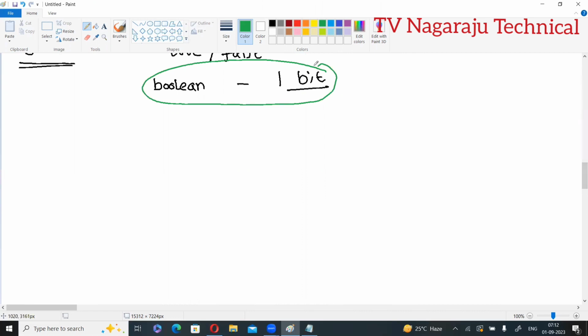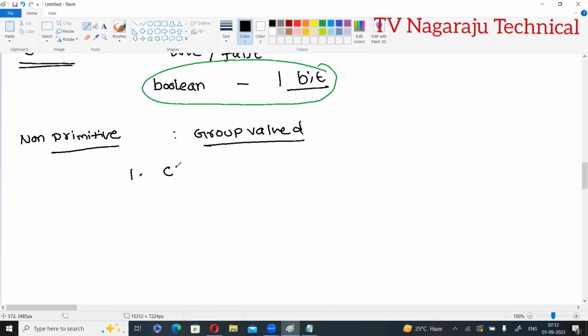Now, what are the non-primitive data types? Non-primitive data type specifies, as I already gave, the group value data formats. These non-primitive data types are divided into 4 categories: class, interface, array, enum. Okay, we already know the class.